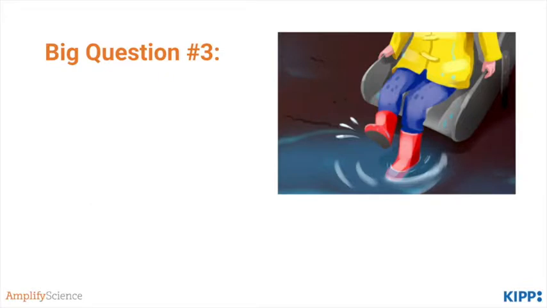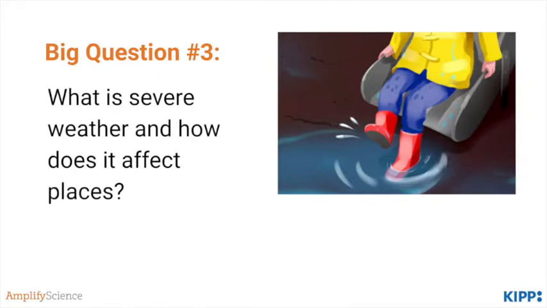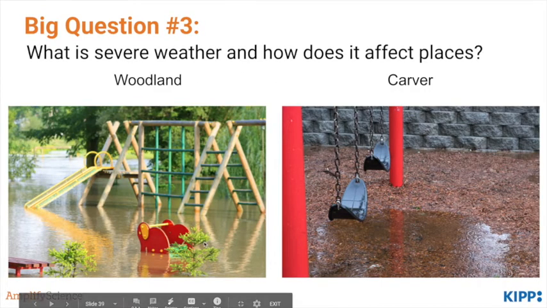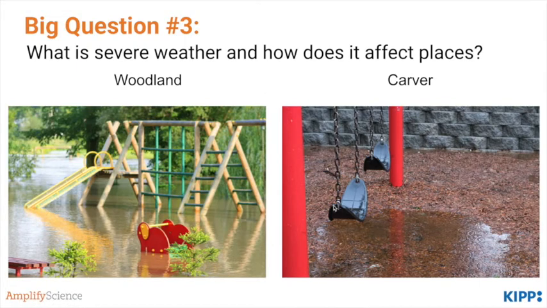All right, on to big question number 3. What is severe weather and how does it affect places? Students learn from the principal of Woodland Elementary School that the Woodland playground floods frequently in rainstorms and asks students to help solve this problem. Carver's playground, on the other hand, doesn't flood, even though the weather at the two schools is the same. So what could be causing this flooding?